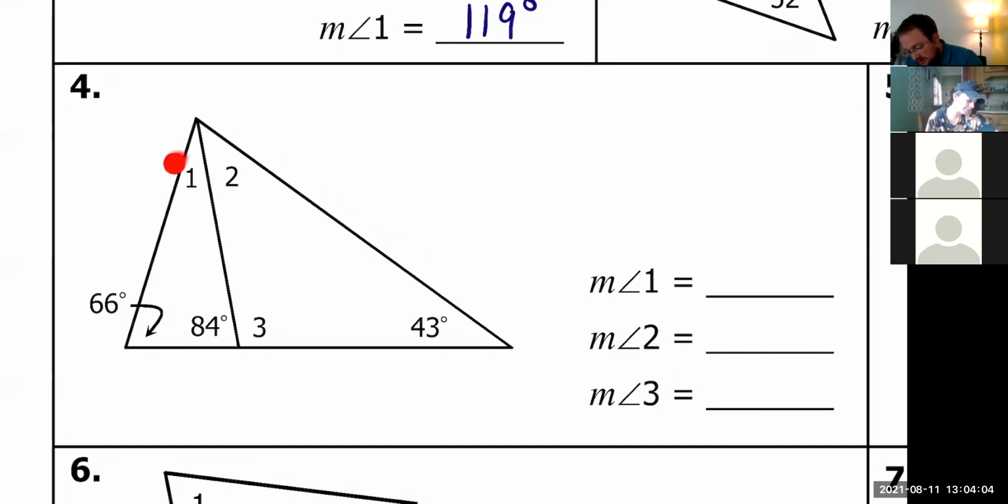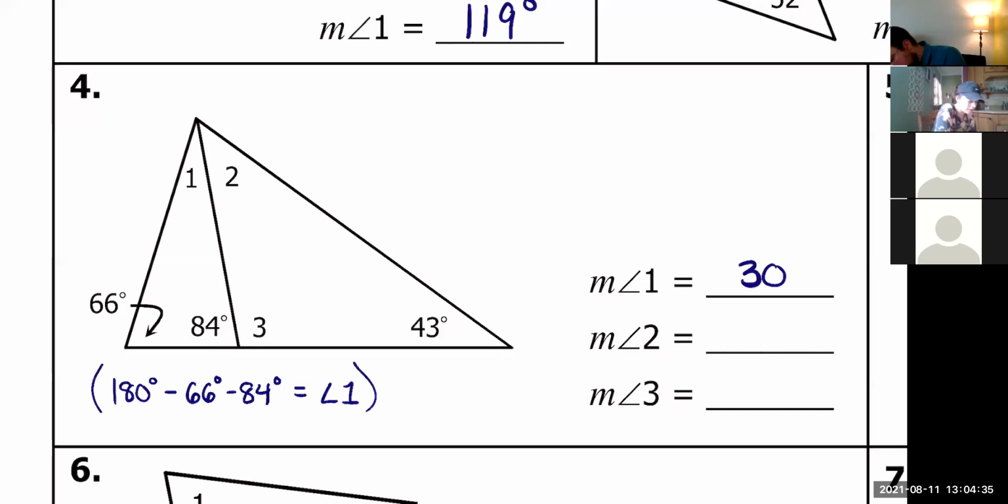Yeah, we could do angle 1 because right now in this little acute triangle here, I know 2 of the 3 angles. And I know that that sum should be 180. So if I took 180 degrees minus 66 degrees minus 84 degrees, what's left should be my angle 1. 30? Okay. Then what?